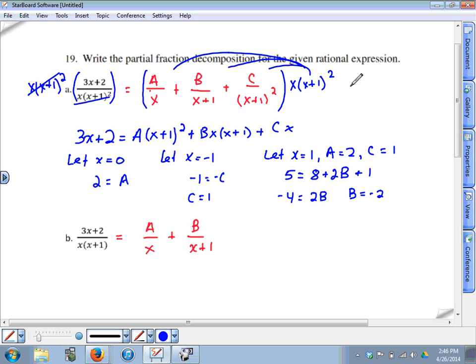So we can write the partial fractions now. It's 2 over x plus negative 2 over x plus 1 plus 1 over (x plus 1) squared.